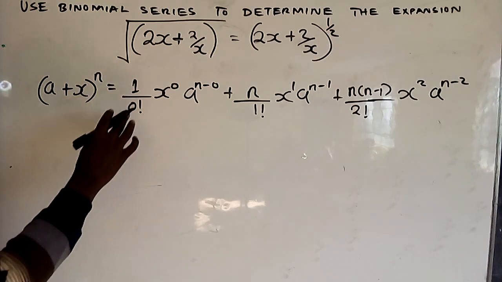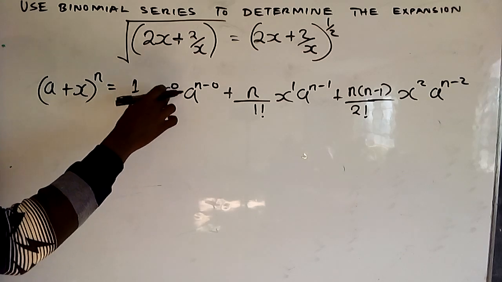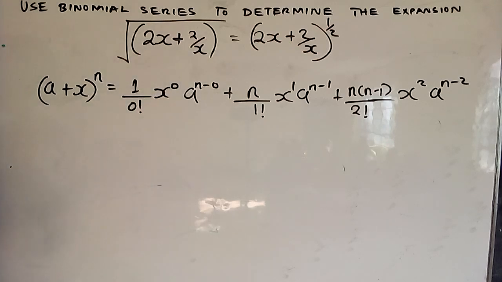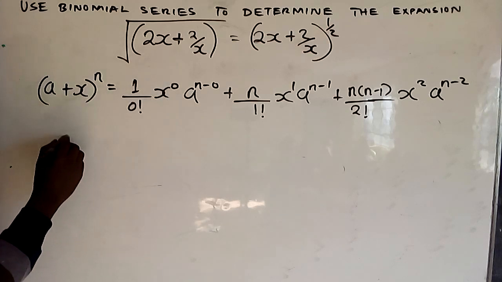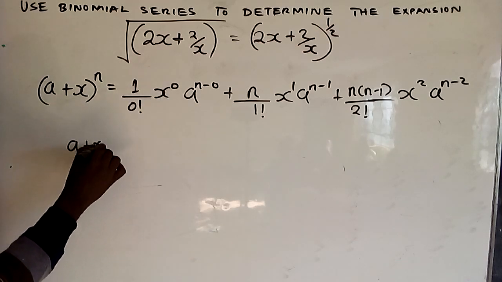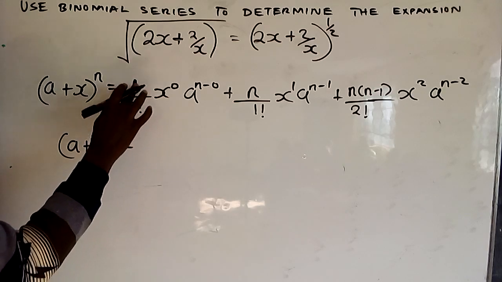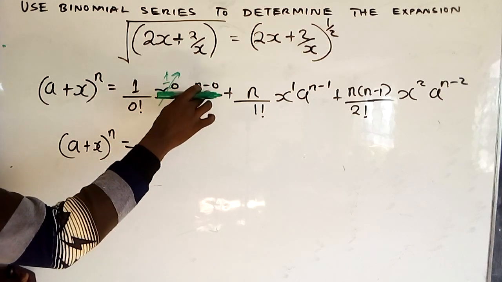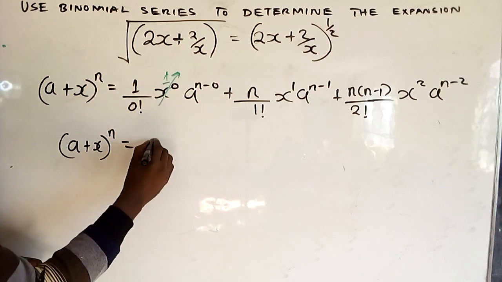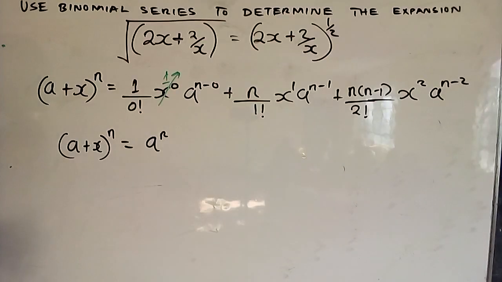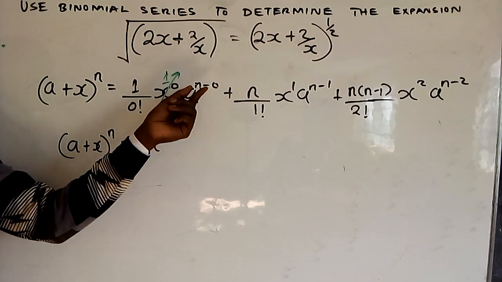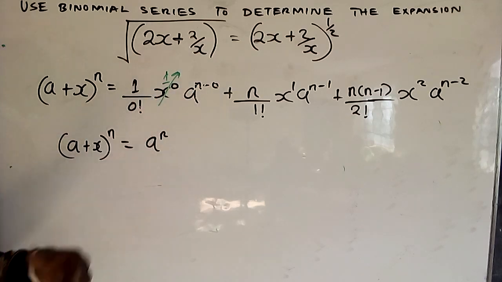You know that 0 factorial is 1, isn't it? x raised to power 0 is 1, isn't it? a raised to power n minus 0 is just a to the n. Are we together? So if you simplify this, what do you get? a plus x raised to power n. This is 1 over 1, this is 1. Anything raised to power 0 is 1. n minus 0 is just n. So it means the first term there you remain with a to the power n. Because 0 factorial is 1. 1 over 1 is 1, isn't it? n minus 0 is just n. So you just remain with the a to the n in the whole of this term.